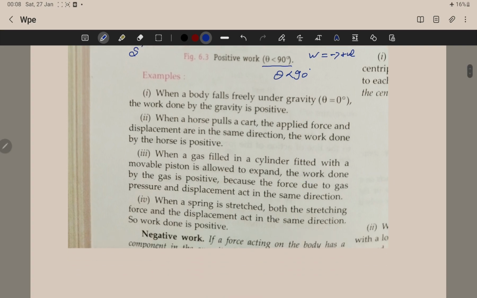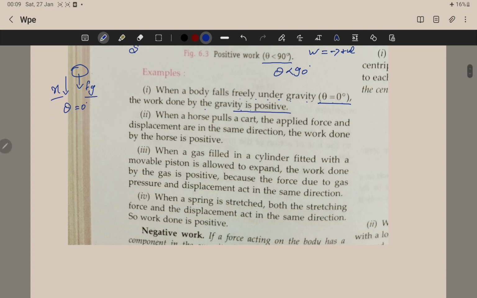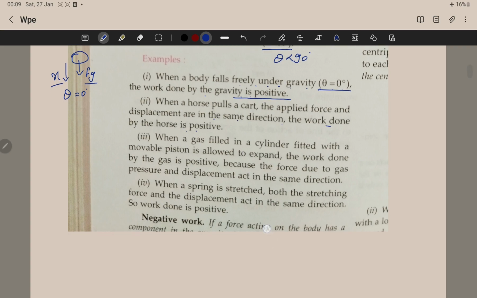Here some examples are given. When a body falls freely under gravity, the angle becomes 0, so the work done by gravity is positive. This is the first example. Let's say a ball is free falling. The gravitational force is in this direction, and the displacement is also in this direction, so the angle between force and displacement becomes 0 degrees. And when a horse pulls a cart, the applied force and the displacement are in the same direction, so the work done by the horse is positive.